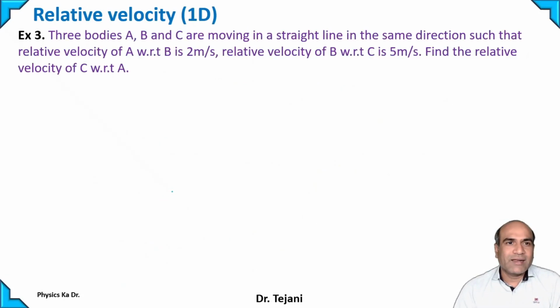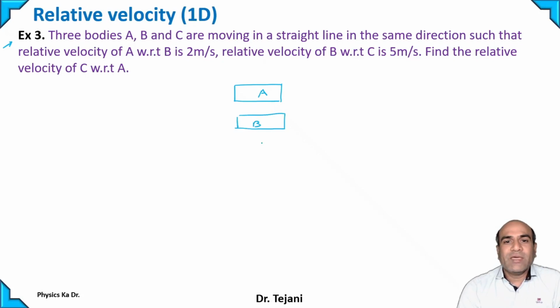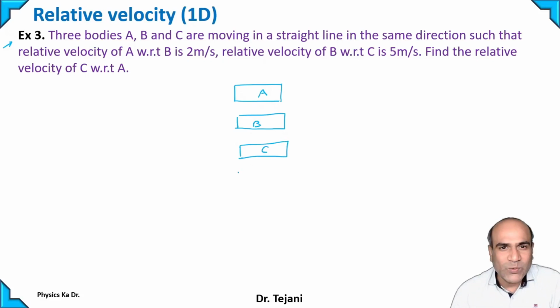Let's have one more. Example number 3. Three bodies A, B and C are moving in a straight line. Let's draw three bodies. Say for example, this is body number A, this is body number B, and this is body number C. We are talking about bodies, not dead bodies. Don't worry. So three bodies A, B and C are moving in a straight line in the same direction. All are going in the similar direction. Say for example, this is direction X, such that relative velocity is given.